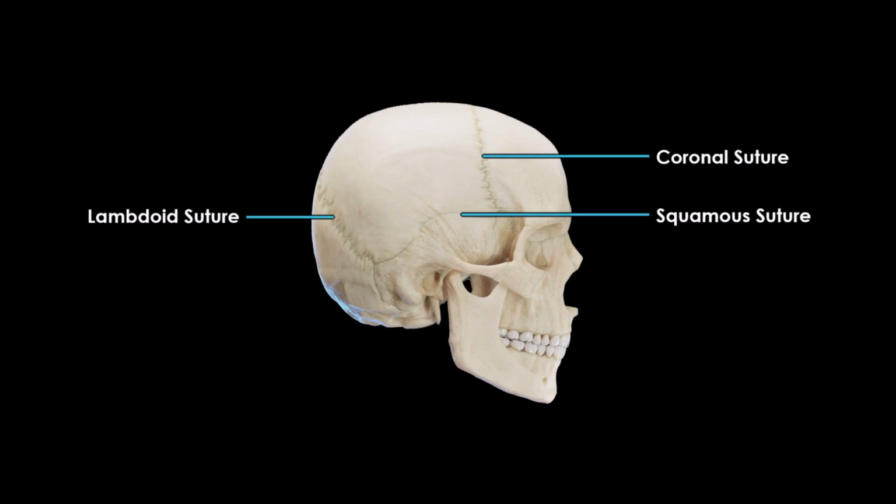Most of the other sutures are simply named after the bones that they connect. For example, the articulation of the occipital bone and the temporal bone is called the occipitotemporal suture, or sometimes the occipitomastoid suture, because the articulation is taking place at the mastoid portion of the temporal bone.